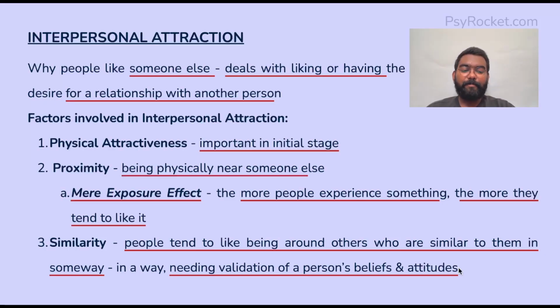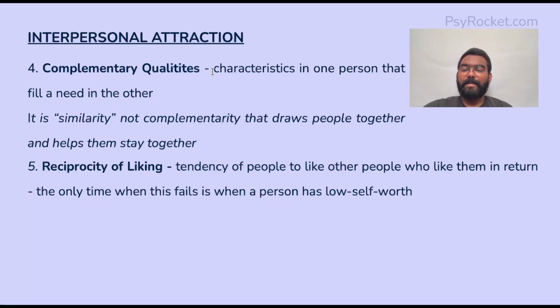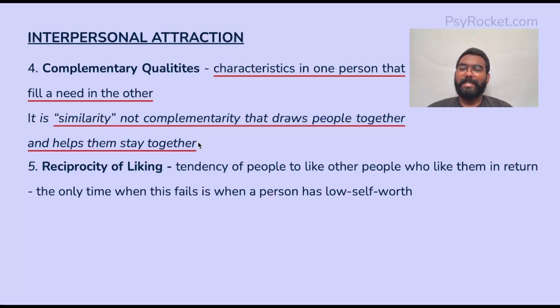you will get attracted to that other person, right? Then there are complementary qualities, which is the opposite of similarities, characteristics in one person that fill a need in the other. Suppose you do not know how to manage money, then you meet someone who can manage the money properly. That also determines how much you get attracted to that other person. But research showed that it is similarity, not complementarity, that draws people together and helps them stay together. Please keep that in mind.